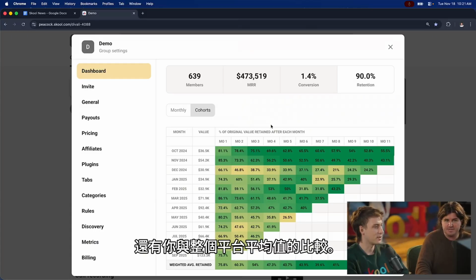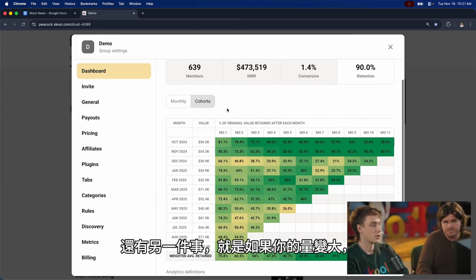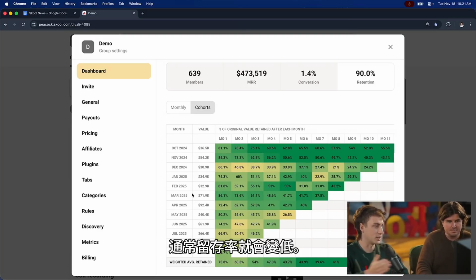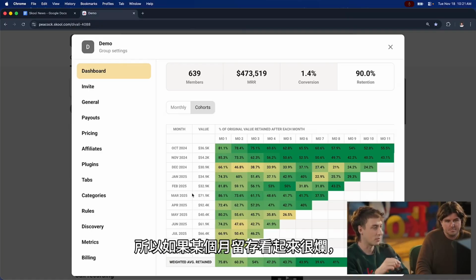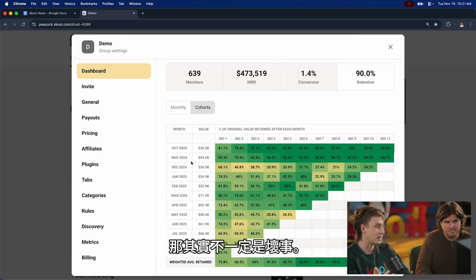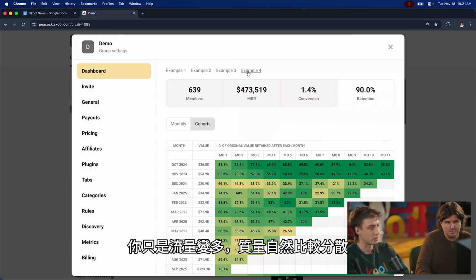And how you compare to the platform average. There's one other thing, which is that if the volume increases, then generally retention decreases. So sometimes if one month's really bad, but you look at it and you got 10x the volume, it may not be a bad thing overall. You got way more volume, people are less likely to stick.